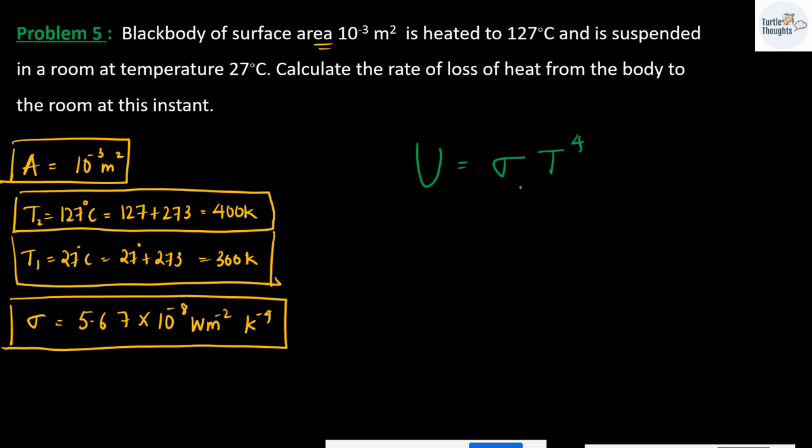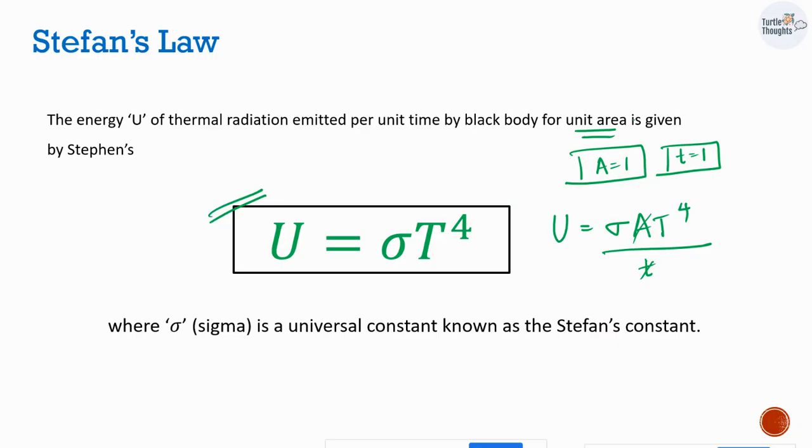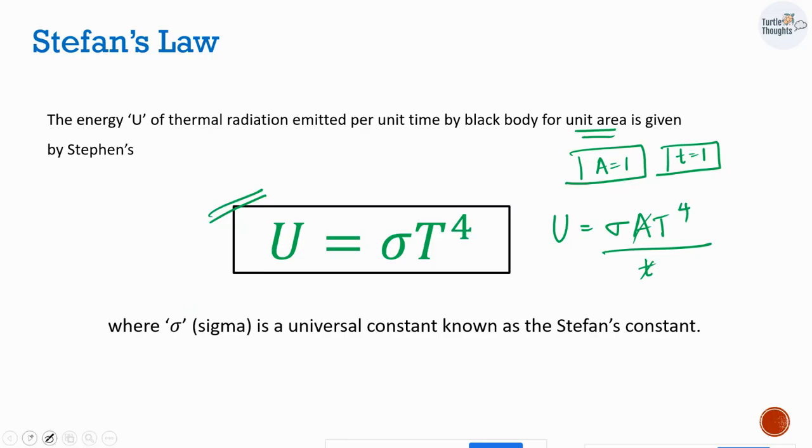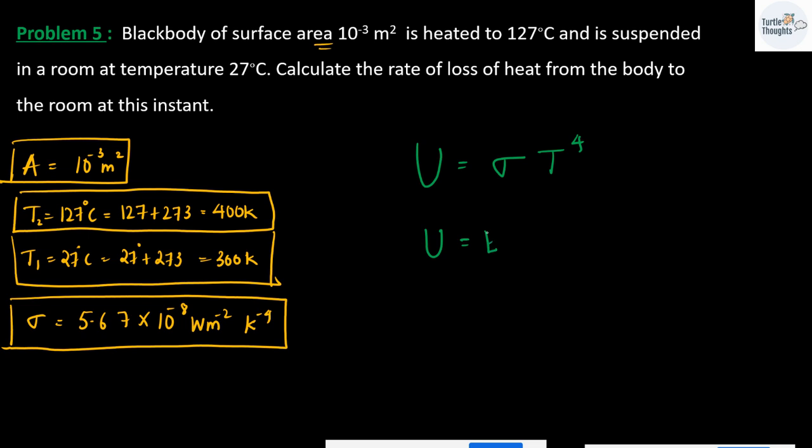That is the reason why A and t are not visible in this formula. Now, U is equal to sigma multiplied by T raised to the power 4. Here, it is not unit area. In this case, it was unit area. Here, it is not going to be unit area. I can write the heat loss U. U is going to be just the heat. You can take it as U or E also. Anything you can take. That is going to be equal to sigma A T raised to the power 4. Now we have two temperatures, so I can take T2 minus T1, that is the difference in temperature.